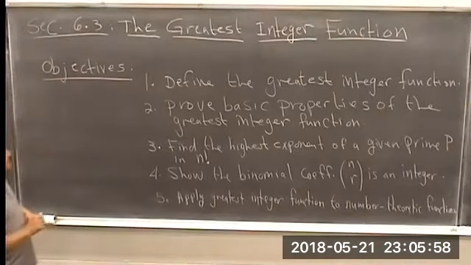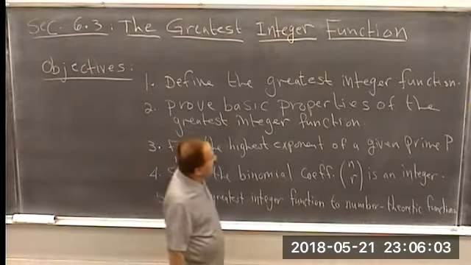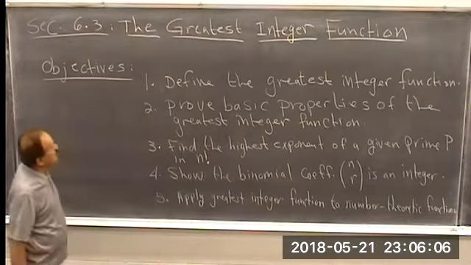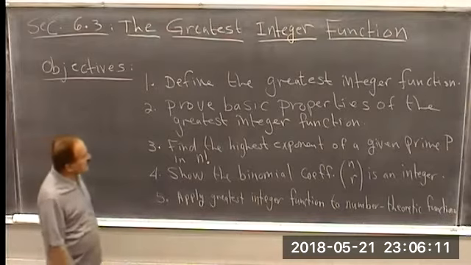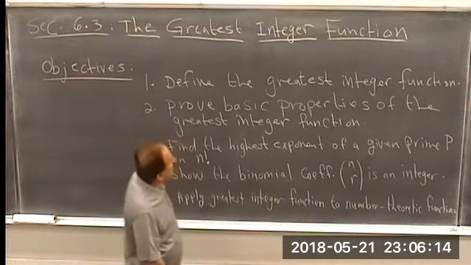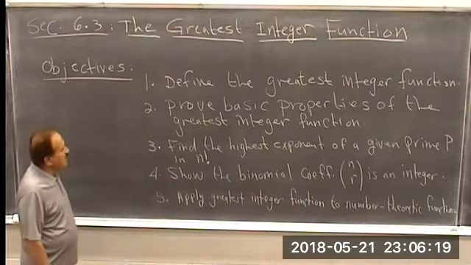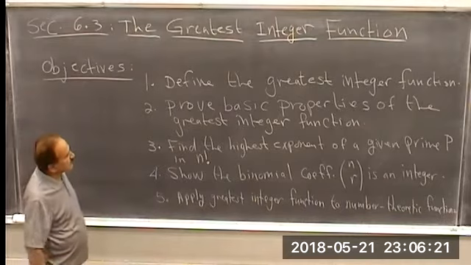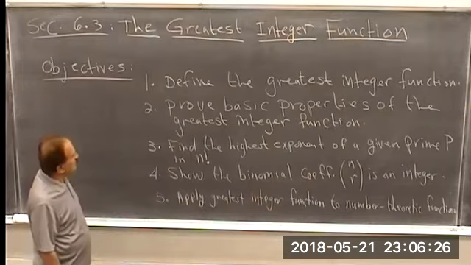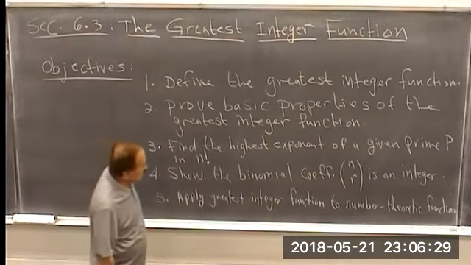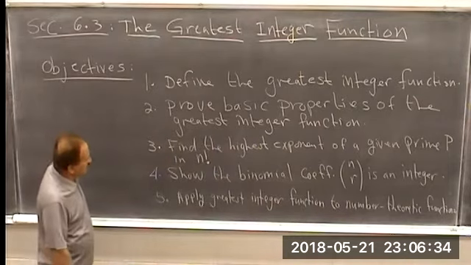All right, we're going to get started on section 6.3, the greatest integer function. The objectives of this section are as follows. First, we're going to start with defining the greatest integer function, maybe a function that you're familiar with. Then we're going to prove some basic properties of this function that we will need in proving some theorems concerning the number 3, which is finding the highest exponent of a given prime, p, in the product n factorial.